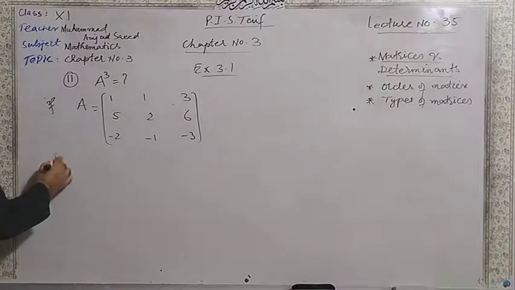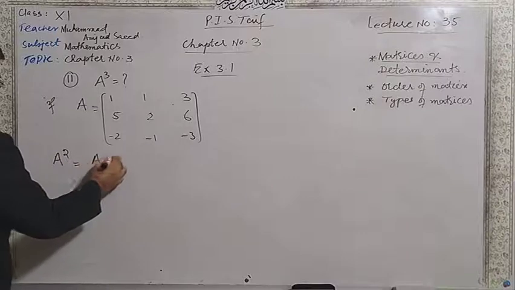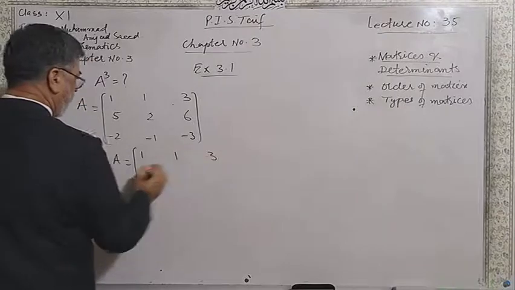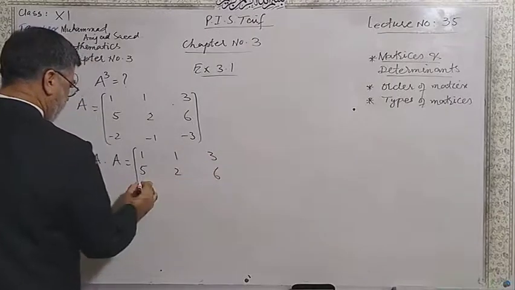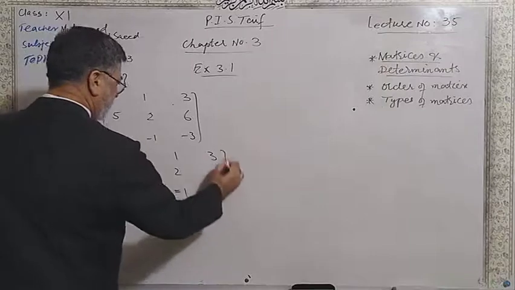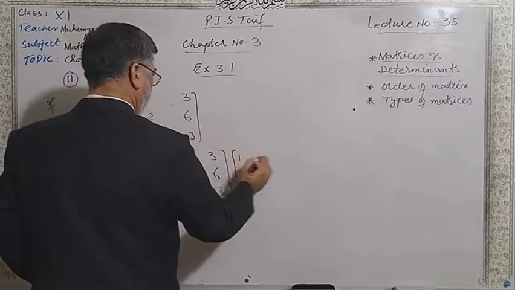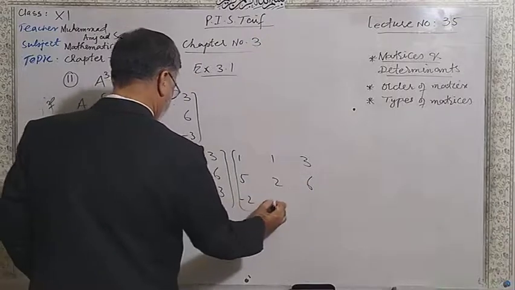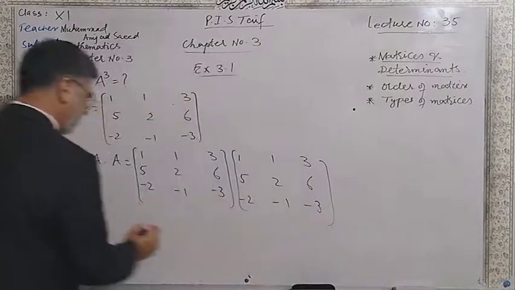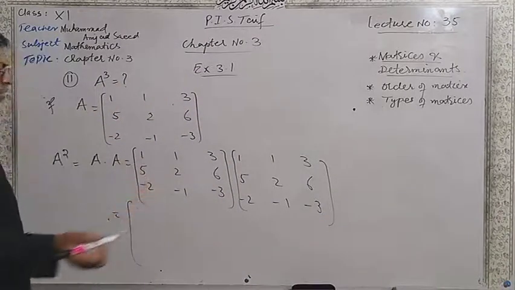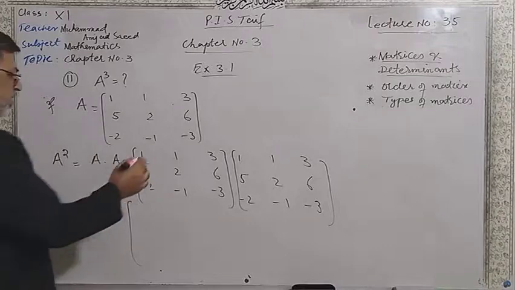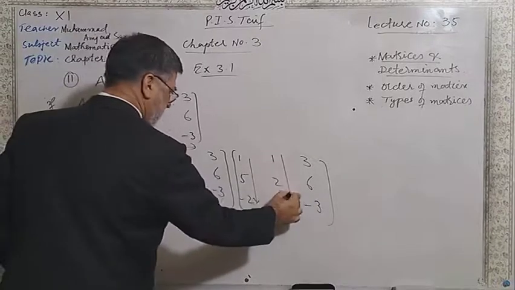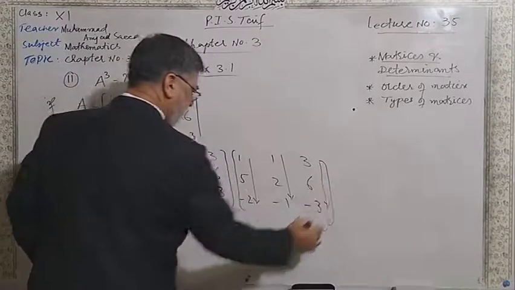Remember that A square is equal to A into A. 1, 1 and 3, 5, 2 and 6, minus 2, minus 1 and minus 3. Again, 1, 1, 3, 5, 2, 6, minus 2, minus 1 and minus 3. Now dear students, this is the multiplication of 3 by 3 matrices. Here is first row, first column, first row, second column, and first row and then third column.